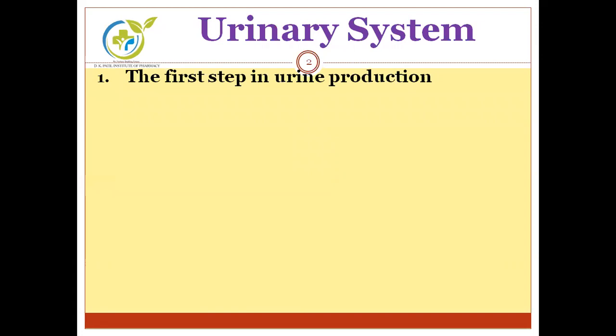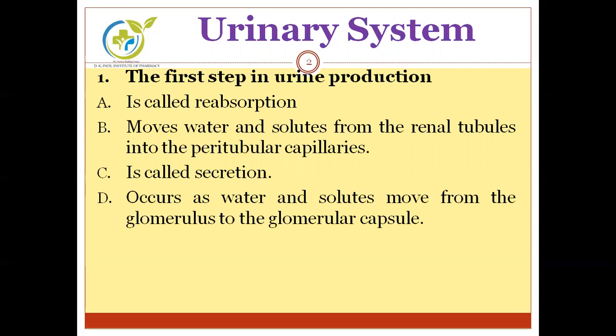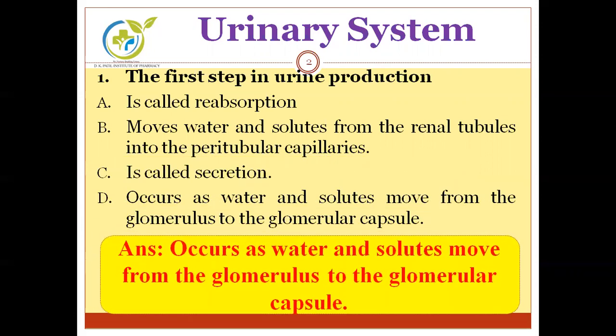Moving to the first question. The first step in urine production is, A. It is called reabsorption. B. Moves water and solute from renal tubules into the peritubular capillaries. C. It's called secretion. D. Occurs as the water and solute move from glomerulus to the glomerular capsule. We have to find out the first step in urine production. And the correct answer is D. That occurs as the water and solute moves from glomerulus to the glomerular capsule.